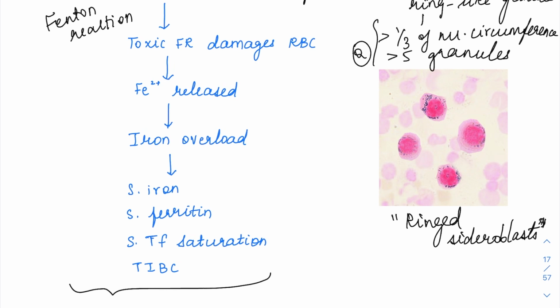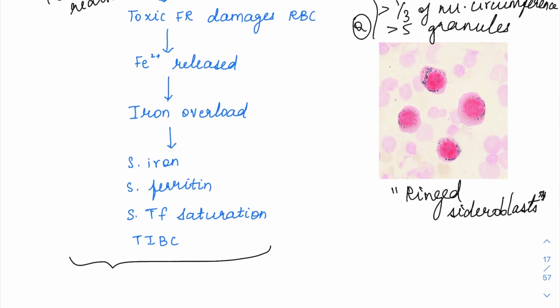The hemoglobin present in the RBCs is going to be released, and from the hemoglobin again, iron is going to come. Already there was excess free iron, and now with the RBC damage, excess iron again comes. So this cycle is going to repeat, leading to a state of iron overload. This is the exact opposite of iron deficiency anemia. In iron deficiency anemia, iron is deficient. In sideroblastic anemia, there is iron overload.